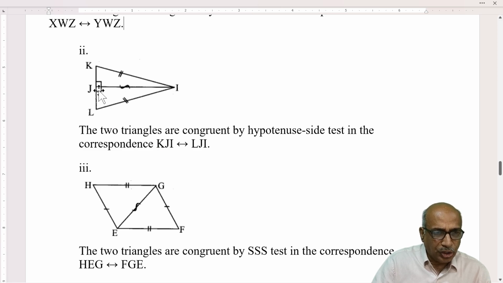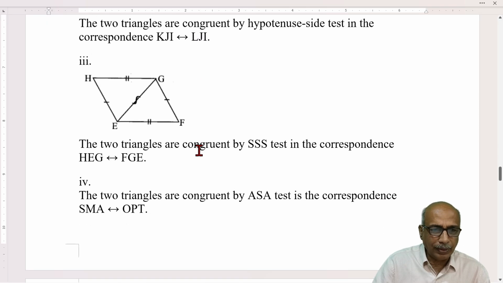Very clear? Now one-to-one correspondence. K, J, I. From K to J 90 degrees to I. L to J 90 degrees to I. This common side. So one-to-one correspondence is KJI corresponds to LJI. Next figure.